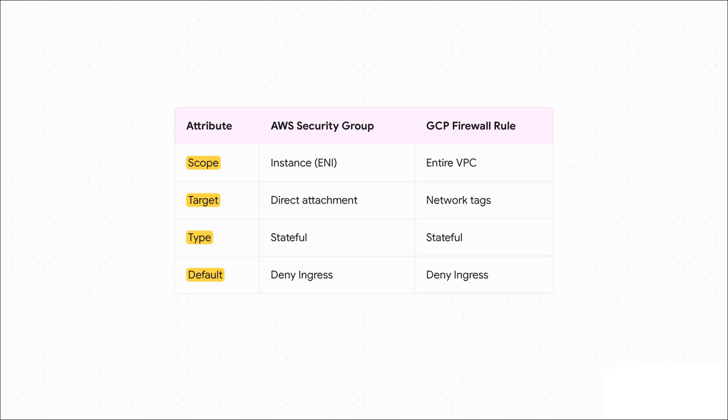In AWS, you create a security group and you explicitly attach it to an instance. In GCP, you create a rule for the entire VPC, and then you simply tag your instances with something like web server or database. The rule then automatically finds and applies to any instance with the matching tag. You're shifting your brain from thinking, what security goes on this machine, to what are the rules for my whole network and which machines get which labels.